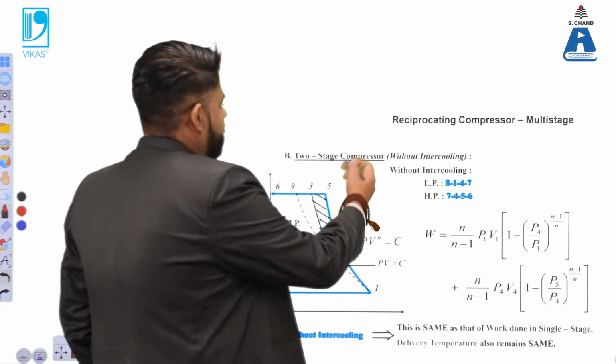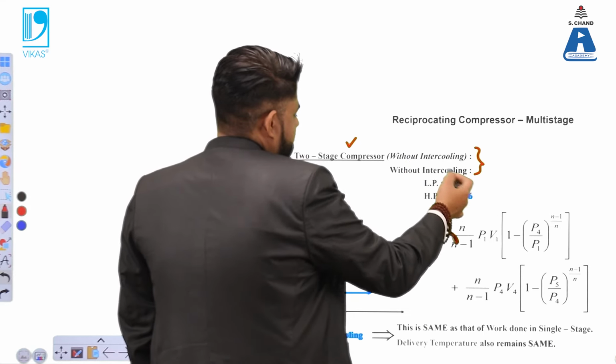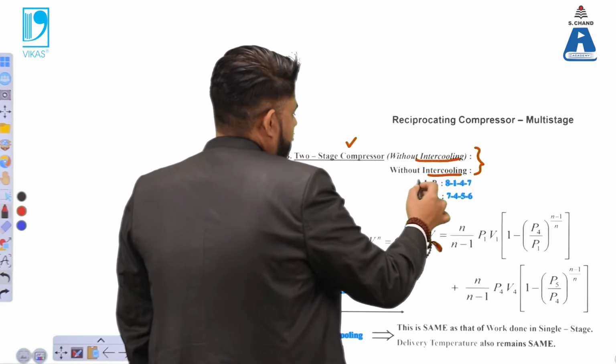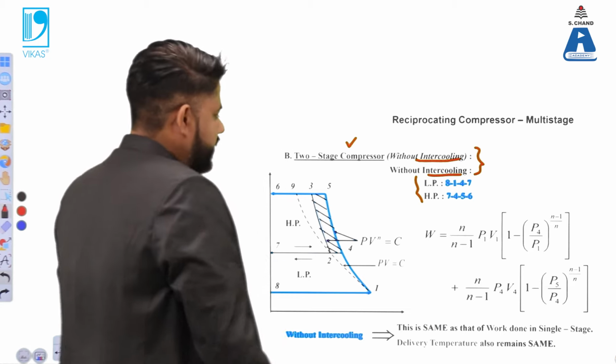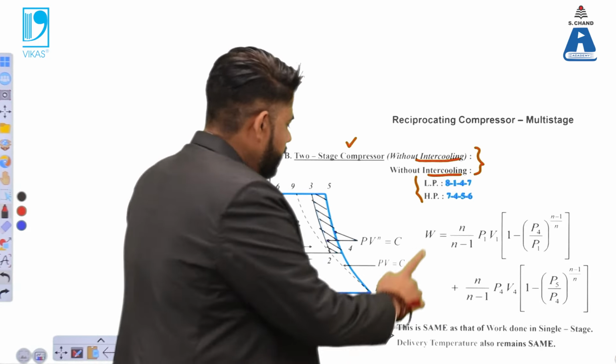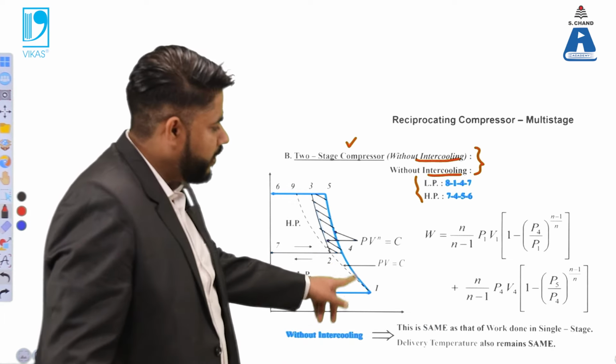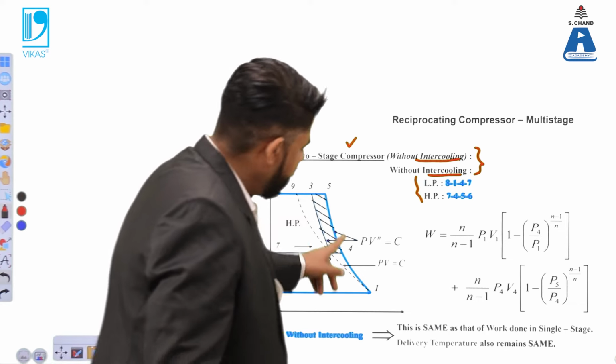Then there is the case of a two-stage compressor, in which the two categorizations are there, with intercooling and without intercooling, that we have already discussed. For this, when the two stages are there, there would be two pressures involved, one which would be P4 and P1, another which would be P5 and P4.